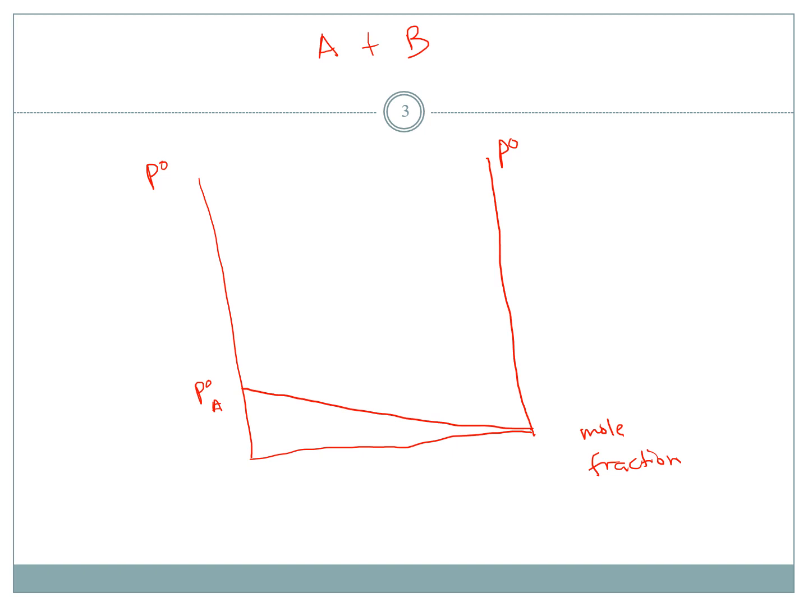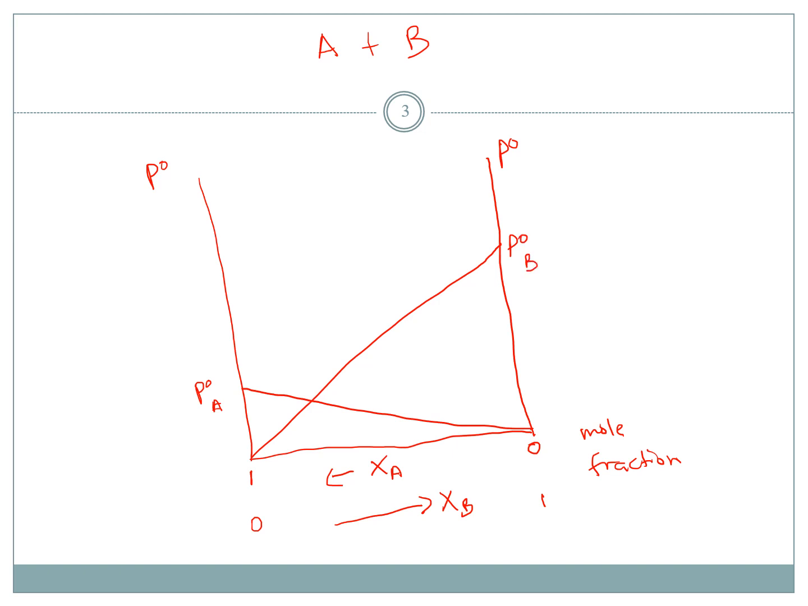So this one is mole fraction 1 and this one is 0. Mole fraction for A. Because the partial vapor pressure of A is proportional to its mole fraction, do the same thing for B. So this one will be 0, this one will be 1. This is the mole fraction for B. Label here the vapor pressure for component B.